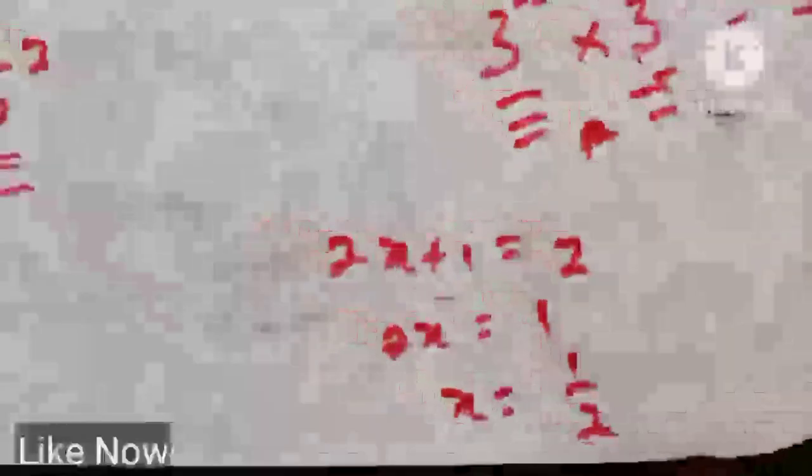We continue from this line here. We had 2x plus 1 equal to 2. Solving this, we get 2x equal to 1. Now divide both sides by 2, and x is equal to 1 on 2. Those are some of the simple tricks that you must obey.